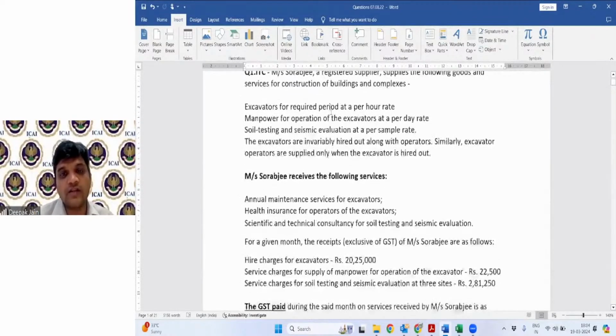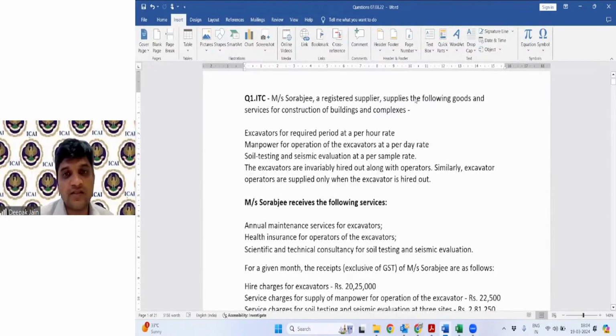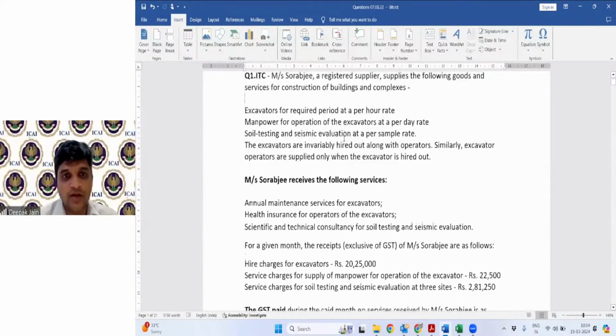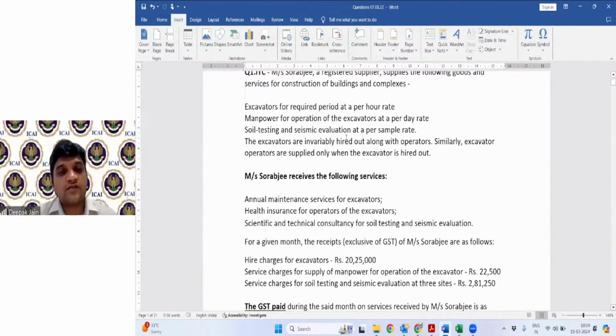Mrs. Sorabji, a registered supplier, supplies the following goods and services for construction of buildings and complexes. What does he supply? Excavators for required period at a per hour rate basis, manpower for operation of the excavator at a per day basis, soil testing and seismic evaluation at a per sample rate. The excavators are invariably hired along with operators. Okay, very important. The facts are very important to understand our application. So don't lose on any line.